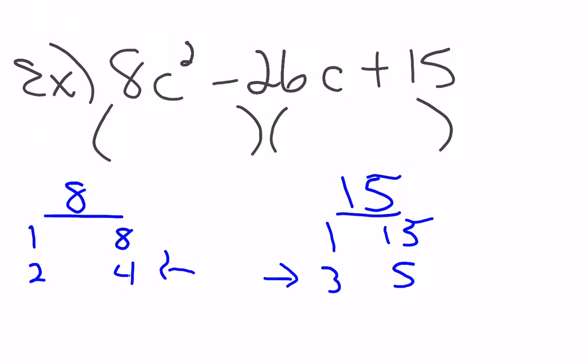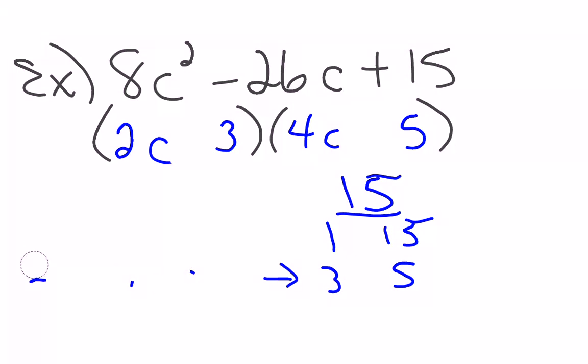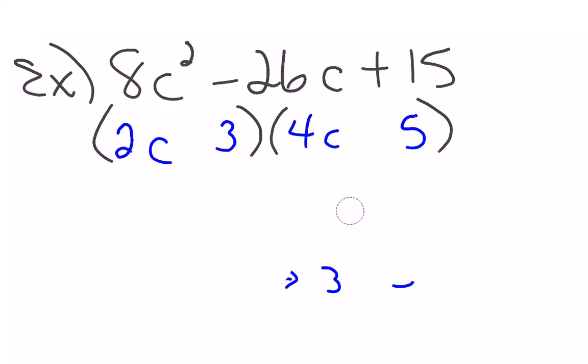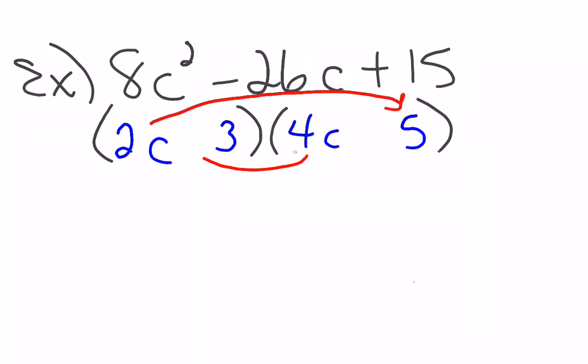So for c, 8c squared, that's where we get 2c and 4c. And then for the 15, we have 3 and 5. Now, what do we need to do? Well, we need to test this to see if it works. So our outers and inners. So we go back to our foiling game, and our outers and inners combine to give us that middle term.